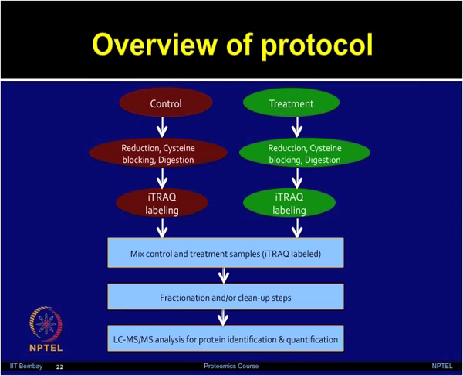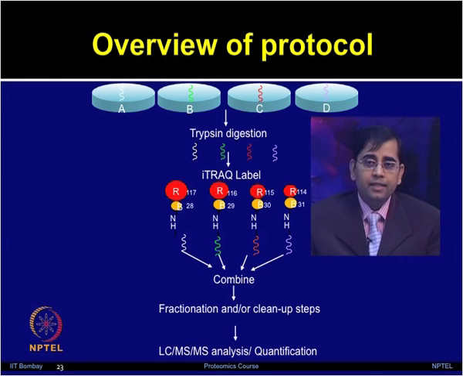Now, let us have a look at the overview of this protocol. We have control and treatment populations. Each of those samples was first reduced, cysteine blocked and digested. After that, iTRAQ labeling was performed for each sample. Then control and treatment populations were all mixed together with the iTRAQ labels. Fractionation and/or cleanup steps were performed, and then LC-MS analysis can be performed for protein identification and protein quantification.